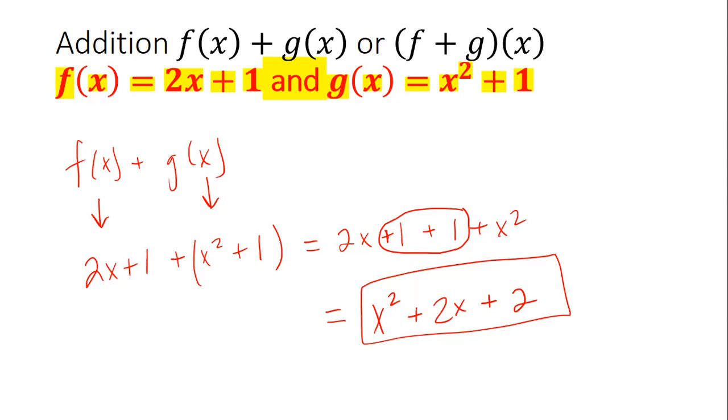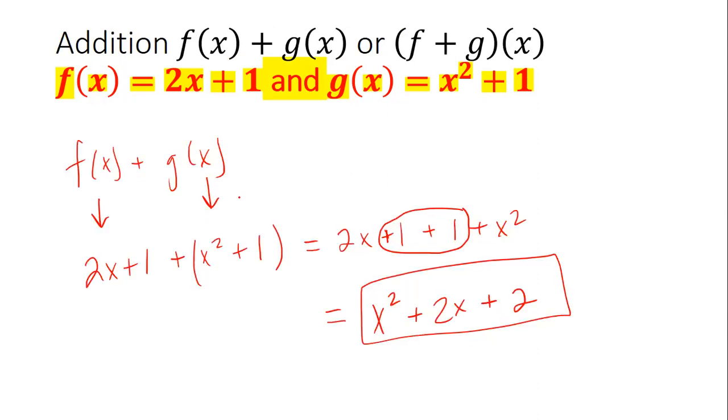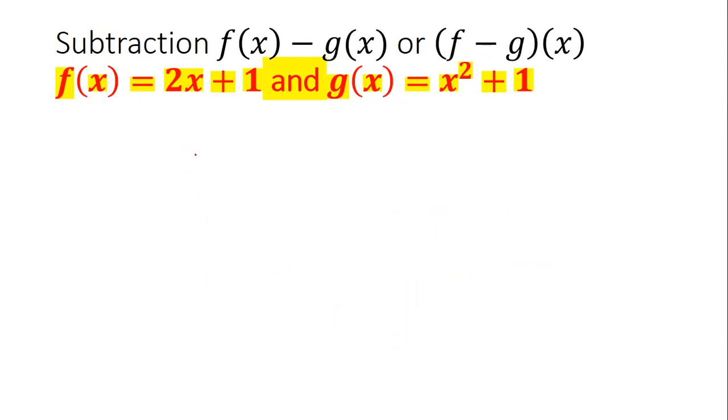Do you think that's going to change for subtraction? No, it does not. Your f of x and g of x are going to be the same the entire time. So if you want to just write it once and apply it, it's up to you. What's going to change is their rules. For subtraction, you are taking your f of x and subtracting your g of x from it. So f of x minus g of x, or written as f minus g, looks like this. We have 2x plus 1 minus x squared plus 1.